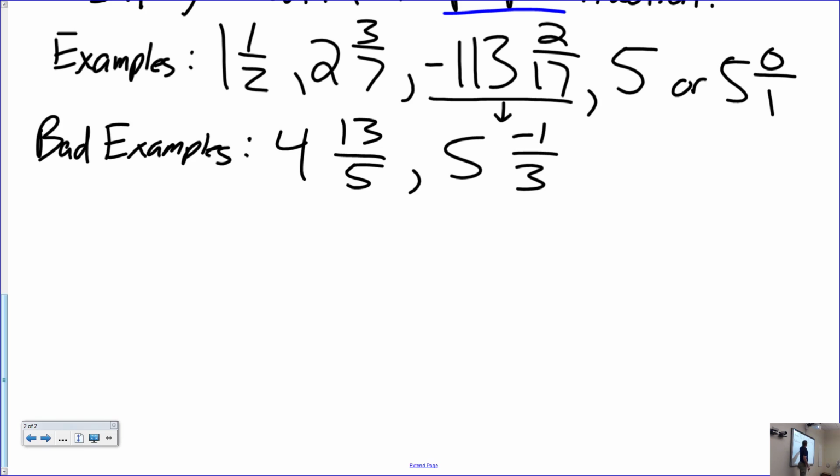Note, if you have a negative mixed number, note how it looks. The negative sign goes with the whole number, not with the fraction. Okay? And please note that 5 and negative 1/3 is not the same as negative 5 and 1/3. Those are two totally different concepts. Okay? And we'll get to there in a little bit.